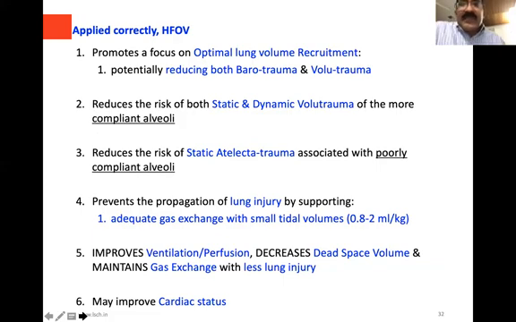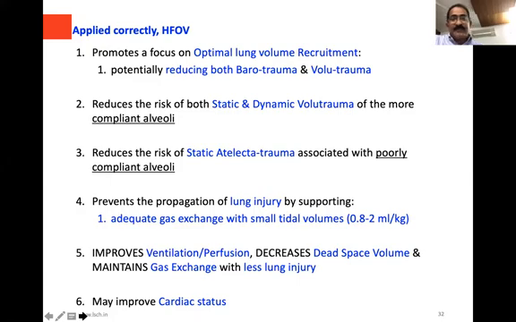So applied correctly, it promotes a focus on optimal lung volume and recruitment, as I've said, reducing the barotrauma and the volutrauma. It reduces the risk of both static as well as dynamic volutrauma with more compliant alveoli. It reduces the risk of static atelectatic trauma associated with poorly compliant alveoli. And it prevents the propagation of lung injury by supporting adequate gas exchange with very small tidal volumes, up to 2 mL per kilo. It improves ventilation perfusion, at the same time decreases the dead space volume and maintains good gas exchange with less lung injury. And it also improves the cardiac status.